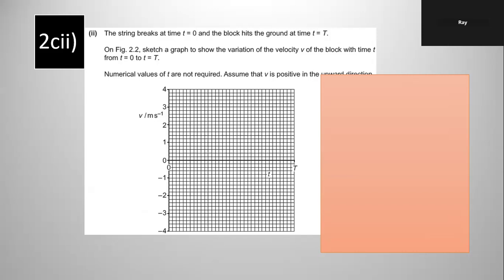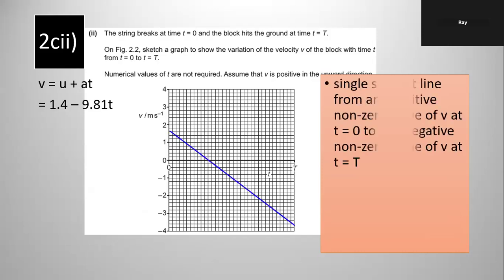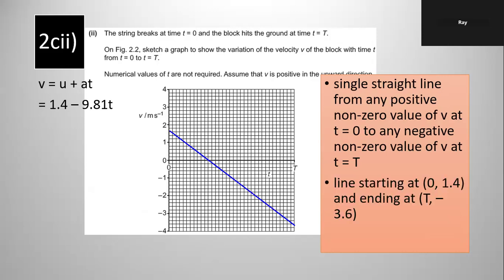A straight line with a downward gradient from v equals 1.4 to v equals minus 3.6. Okay, that's roughly how the graph will look. This is the marking scheme. This is 1.4 initially. That is how you get it: 1.4 here, then minus 9.81 t.